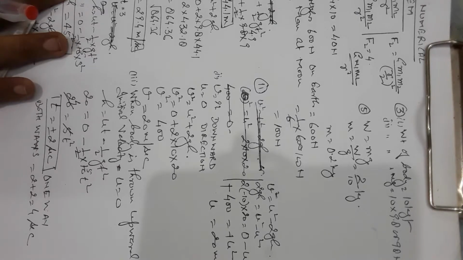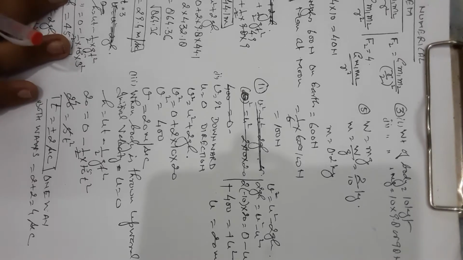The force of attraction between two bodies at a certain separation is 10 Newton. What will be the force of attraction between them if the separation is reduced to half? Initially the radius is r, and in the second case the radius becomes r by 2.